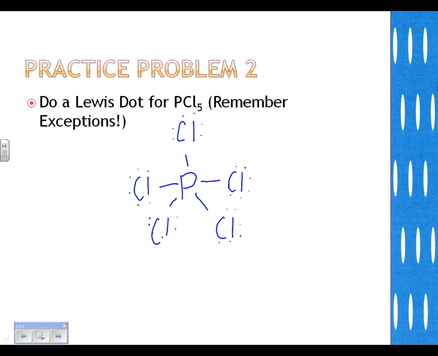Since phosphorus is an exception, it has more than 4 bonding domains. It accepts more than the normal amount of electrons. Therefore, it has 5 single bonds.